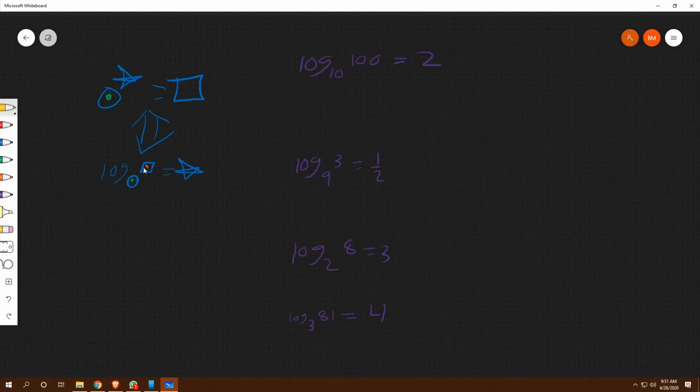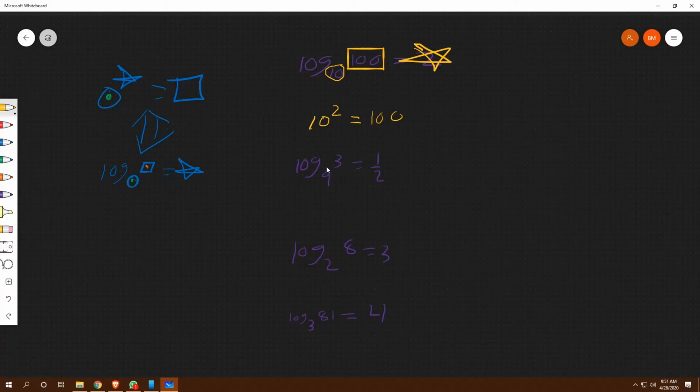And all this song means is I just need to identify stuff. So I need to identify my circle. My circle is 10. My square is 100. And then my star is 2. So I've identified all the information. That means my circle is my base, and I raise it to the power of the star, which in this case is 2, and that's equal to the square, 100. 10 squared is equal to 100.